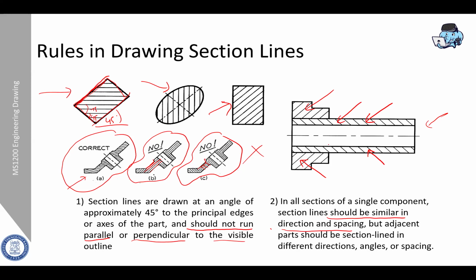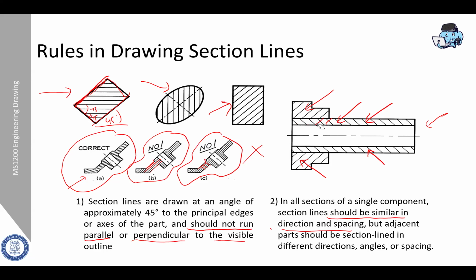So for the adjacent part, you have to draw the section line so that we can easily indicate that it is actually a different part. Because if, for example, you draw the section lines in the same direction, it is difficult for the viewer to tell that they are actually different parts. Okay, I hope you understand what I mean.